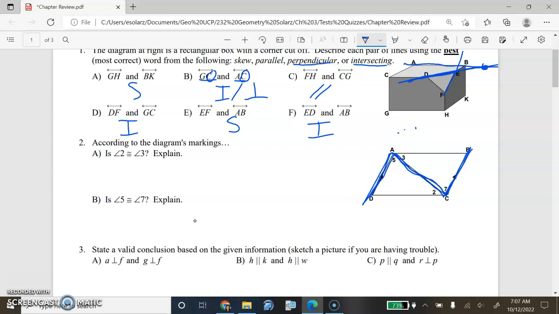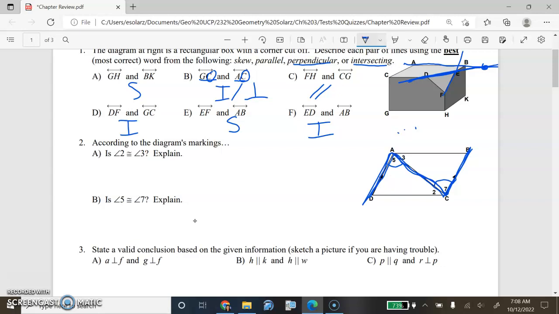It looks as though AB and DC might be parallel to each other, but we don't know for sure. So based just on the fact that only AD and BC are parallel to each other, we could only say that these alternate interior angles, 5 and 7, are congruent to each other.